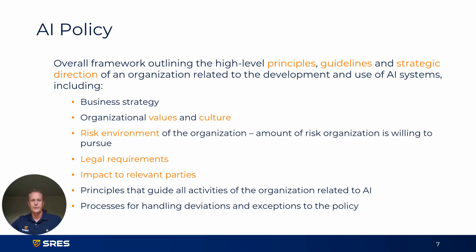So what is our AI policy? This is our overall framework where we outline our high-level principles, guidelines, or strategic direction of our organization for either the development or the use of AI systems. So this includes our business strategy, what our organizational values are, what our culture is, and what our appetite for risk is. So what is our risk environment? What amount of risk are we willing to pursue? We're going to discuss our legal requirements here, any kind of impacts to relevant parties as well.